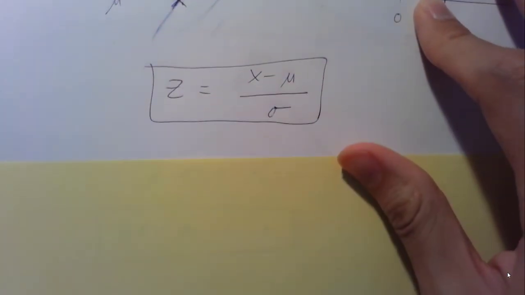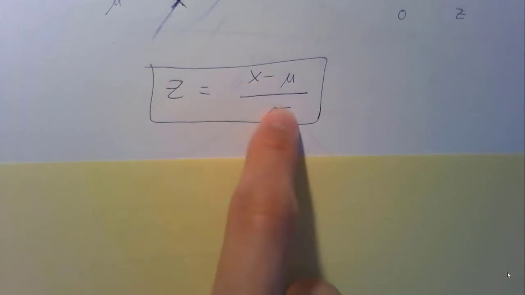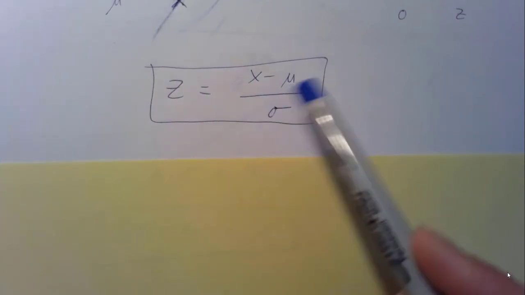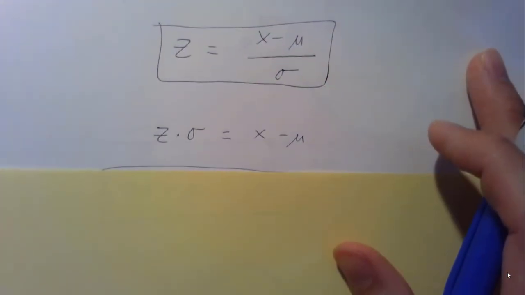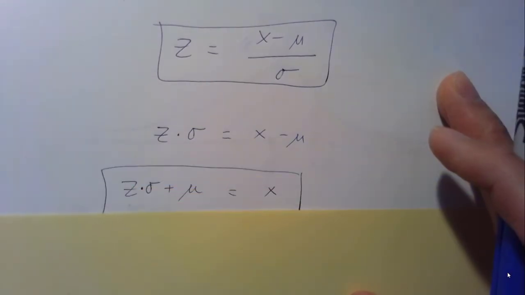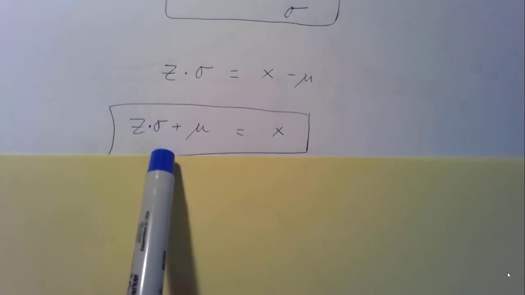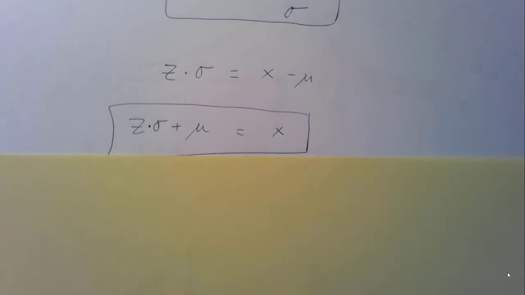You can also find the value of x if you are given the z-score. A few of the problems we'll see in this video will deal with the problem where you are given the area and you are asked to find the value of x. So we can solve for x in the equation by multiplying both sides by sigma, and then to solve for x, we add the mean mu to both sides. So we can find the value of x by multiplying the z-score by sigma, the standard deviation, and then adding the mean.